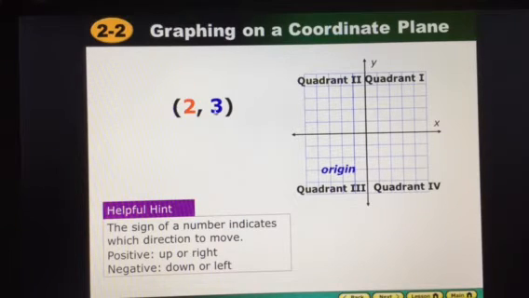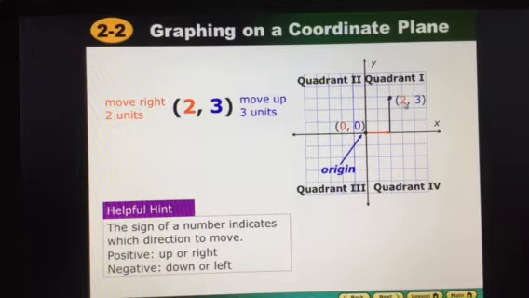So if we plot 2, 3, first of all, the origin is going to be right here at the point 0, 0. Then we're going to move right 2 units to plot the point 2, 3, from the origin. So we'll go right 2, and then we go positive 3, so we go up 3. And we'll plot that point and label it 2, 3.